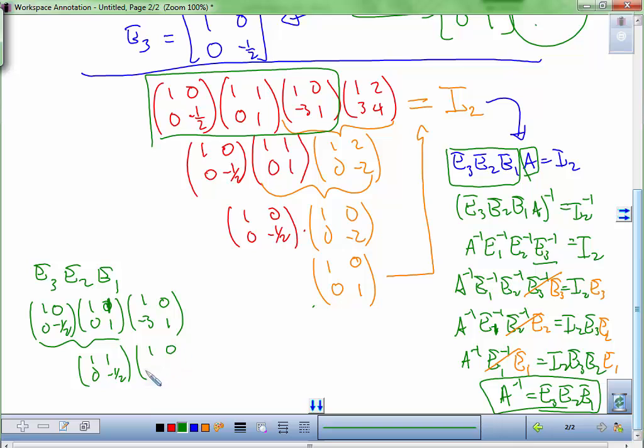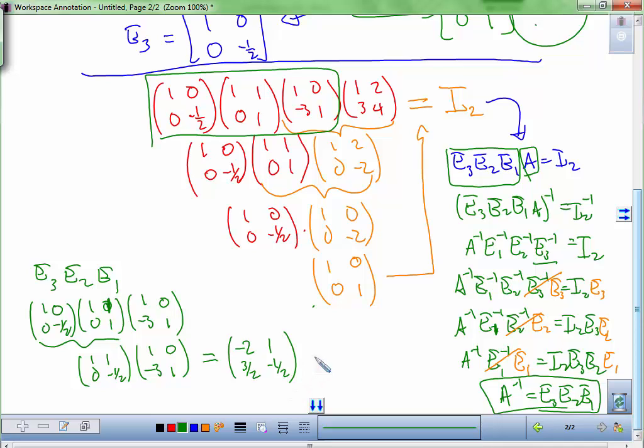And then multiply this. First row, first column is negative 2. First row, second column is 1. Second row, first column is positive 3/2, and negative 1/2.